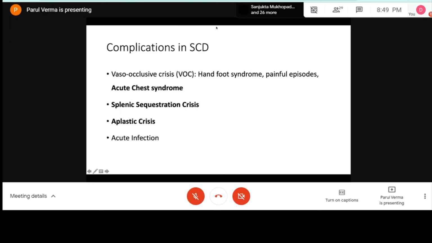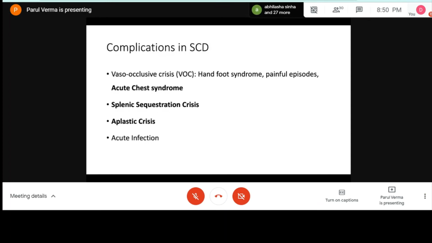But all of you know that children with sickle cell disease also develop autosplenectomy. So they are prone to infections. Acute infection is the most common cause of death in a patient with sickle cell disease. But infection in sickle cell disease would be treated as infection in any other patient, so I'll not go into management of infection. I'll talk about the various crises.